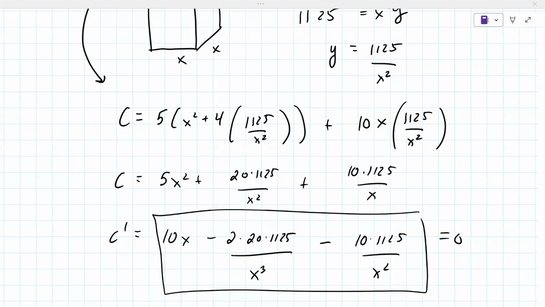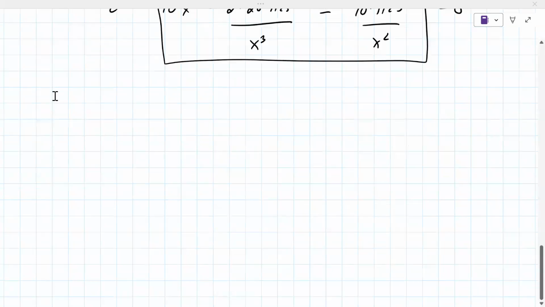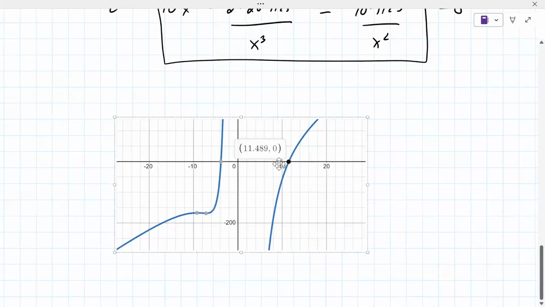x cubed, 10 times 1125 for x squared. I mean, this kind of has the feel of an AP style question. Let me get a better picture of this. All right. So here's a snip of the graph. And you can see that the only x value that makes any sense is this one right here. x is 11.489.